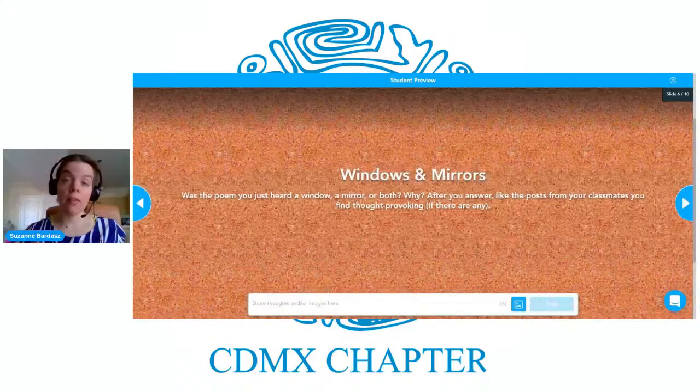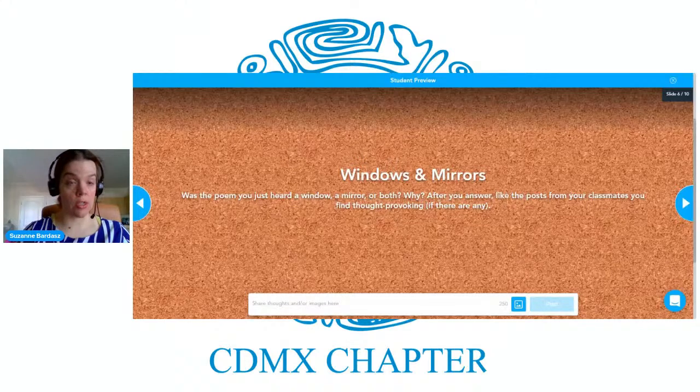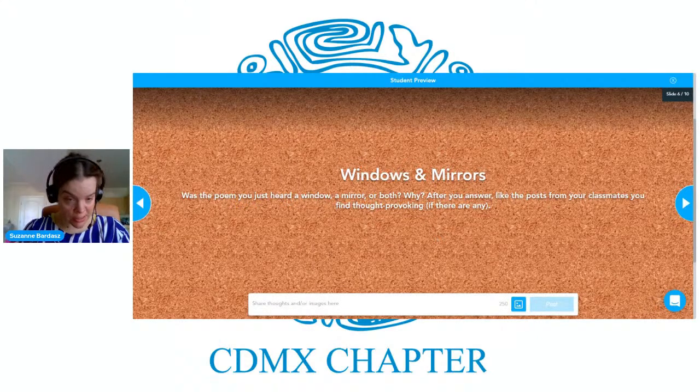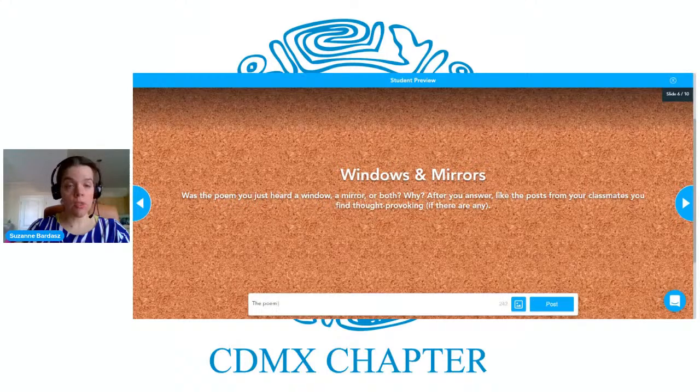And then here, this is the discussion board activity that we had students look at. So here's the question: was the poem you heard a window, a mirror, or both? A student could see down towards the bottom, they're going to type or write their answers to this question. So I could say the poem was a mirror to my life.